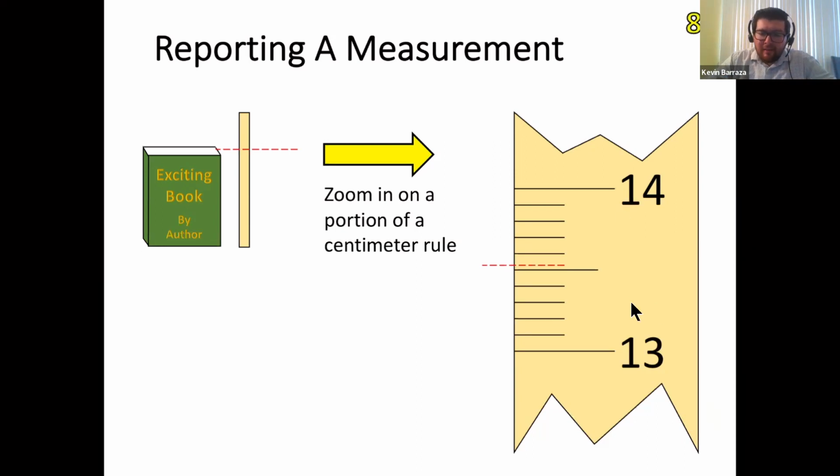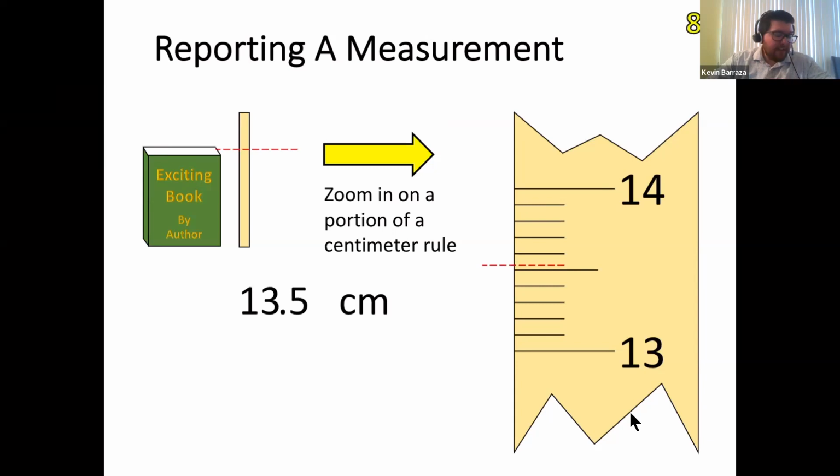So first of all, since this is between 13 and 14, how should I start my measurement, the writing? Should be 13, right? Okay, what happens when there are 10 little tick marks between the 13 and the 14, and I have 1, 2, 3, 4, and I have 5 here, right? So what does that mean I should put? When we use a ruler, 0.5, right?